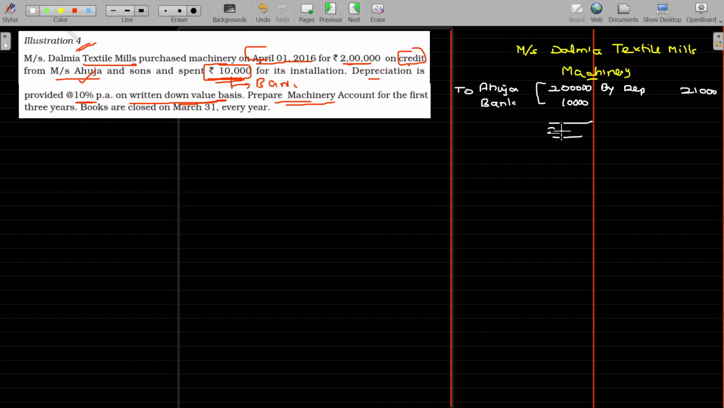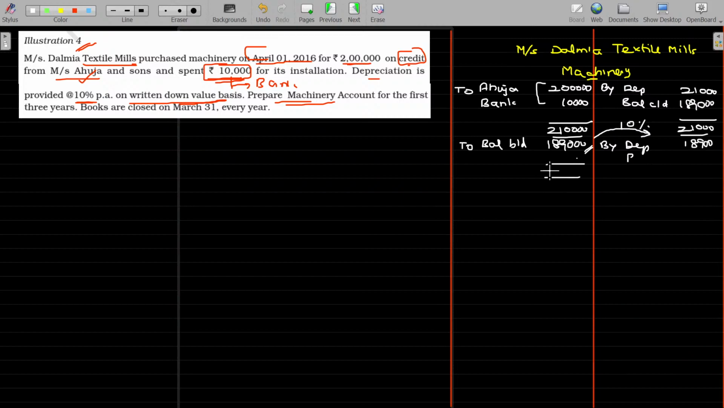Now 2 lakhs 10,000. Balance carried on here being 1,89,000. Is that okay? To balance brought down for the next period, 1,89,000. In this year, I am going to again charge the depreciation at the rate of 10% on the full value. What is the amount available as written down now? That will be the base for calculating depreciation for the next year. So for 1,89,000, 10% will be 18,900.